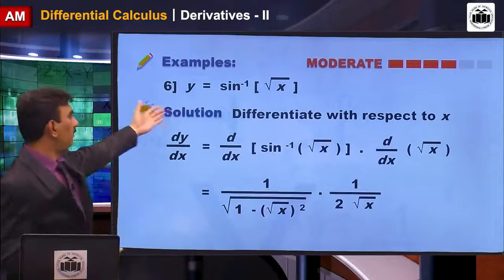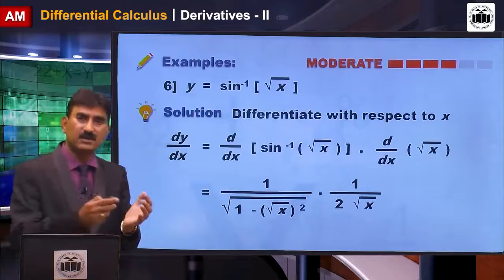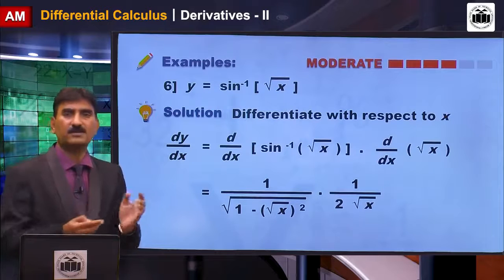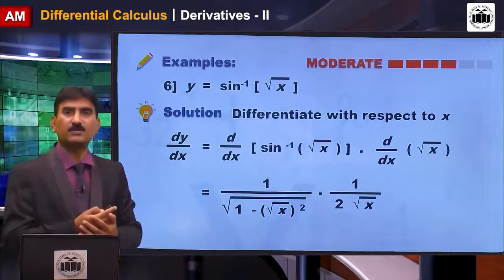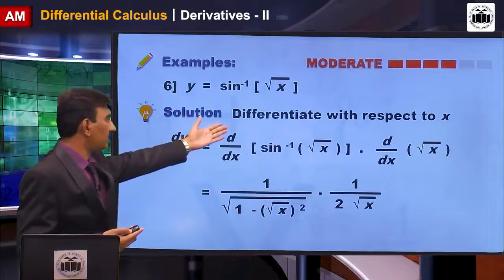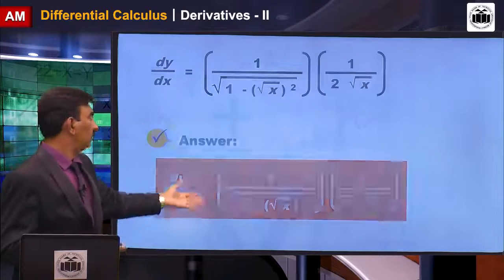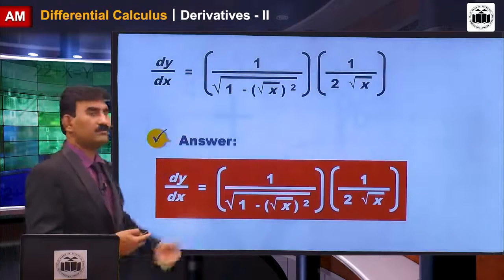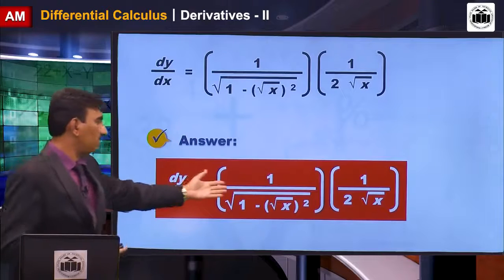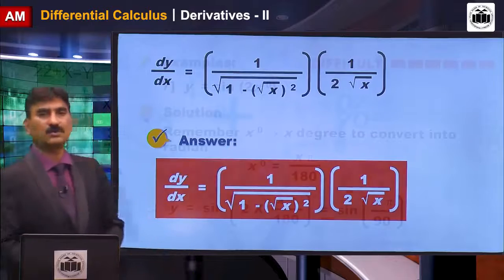Another example, y is equal to sine inverse of root x. So basic function is sine inverse, but instead of x, it is root x. So it is a composite function. So first you take derivative of sine inverse of root x, and then again derivative of root x. Here is the answer: 1 upon root of 1 minus root x square into 1 upon 2 root x.